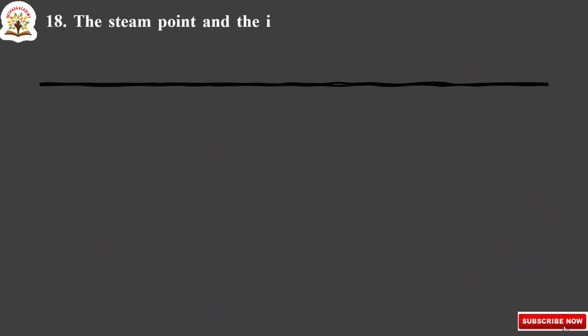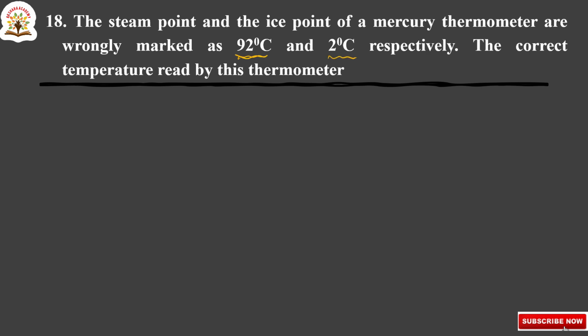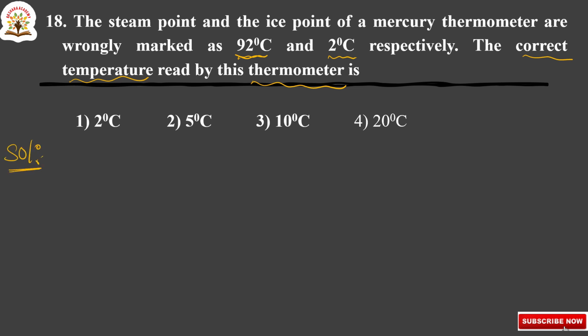The steam point and the ice point of a mercury thermometer are wrongly marked as 92 degree centigrade and 2 degree centigrade respectively. The correct temperature read by this thermometer is, here we have to calculate the correct temperature by this thermometer. Here the given steam point and ice point are 92 degree centigrade and 2 degree centigrade. So let us go to the solution. Here the given U is equal to 92 degree centigrade and L is equal to 2 degree centigrade.